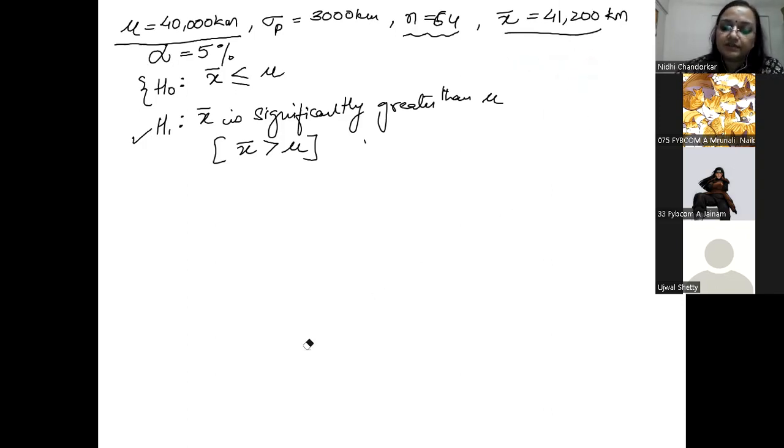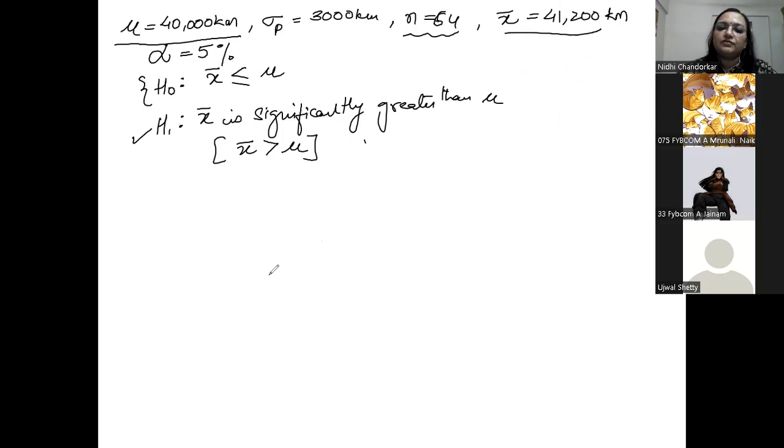Now we'll try solving this sum. But before that, we have to find out the table value of Z. I'll just show you how the table looks like. I'll just frame the table using the most frequently used level of significance. So from that, we will find out the table value of Z.